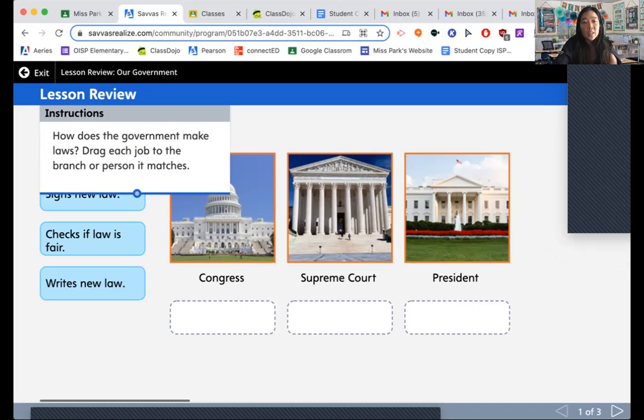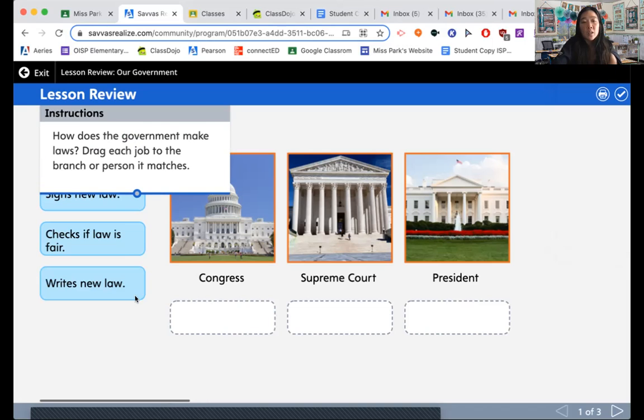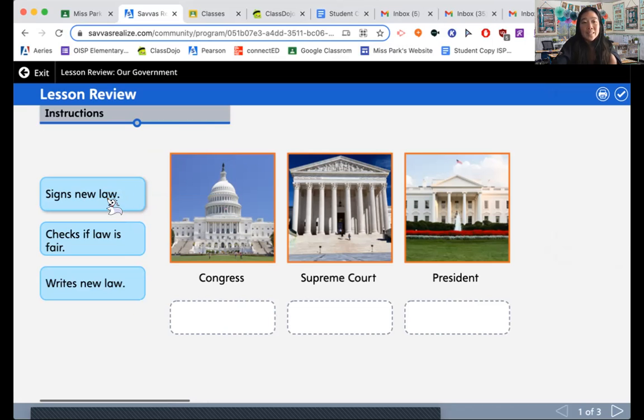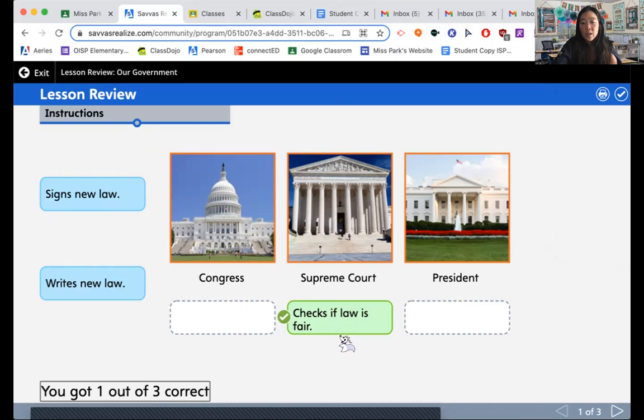All right, instructions. How does the government make laws? Drag each job to the branch or person it matches. So here we've got signs new laws, checks if laws are fair, writes new laws. Okay, well, I know that the Supreme Court makes sure that the laws are fair. They make sure that they follow our Constitution, and that they're fair for everyone.